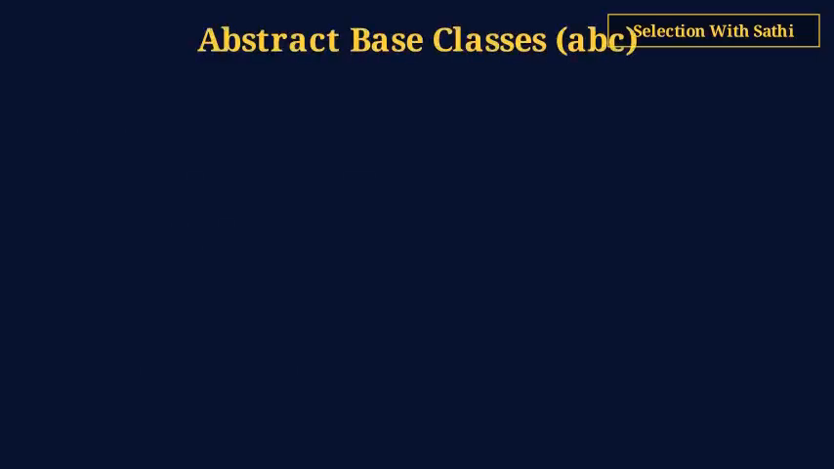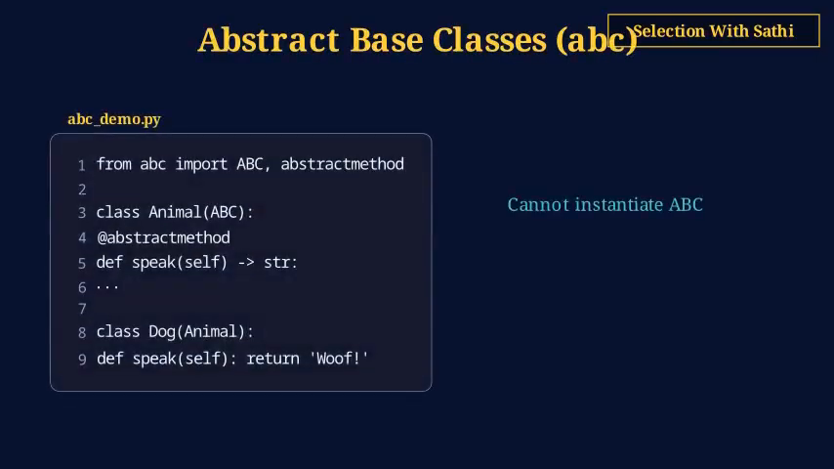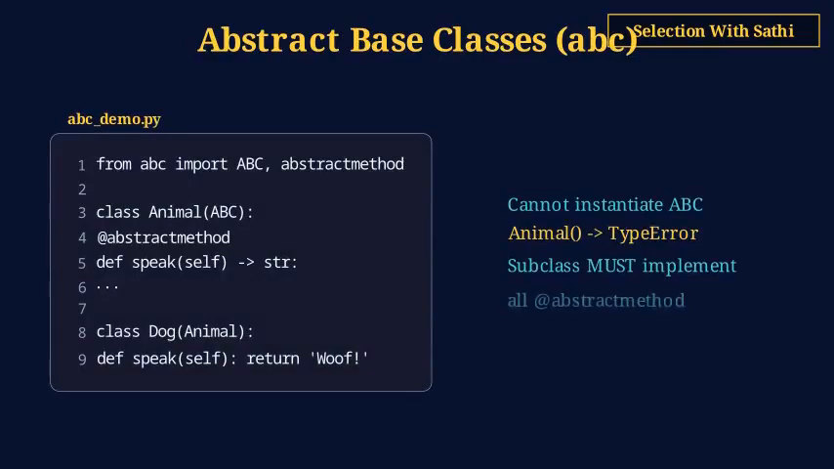When duck typing isn't enough, abstract base classes enforce an interface. Import ABC and abstractmethod from the abc module. Define your ABC as a class inheriting from ABC. You cannot instantiate an ABC directly, Python raises a TypeError. All subclasses must implement every abstract method, or they too become abstract.